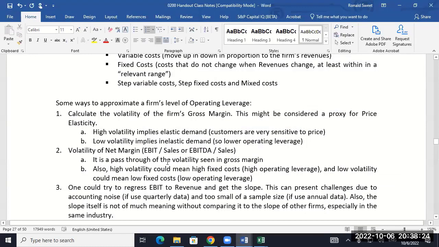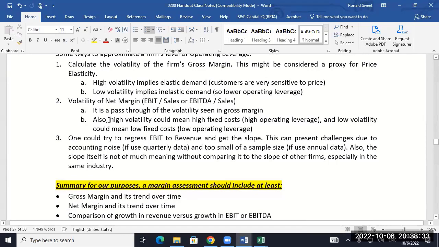So that's my theory. My theory is if there's fixed costs, it should come out in the volatility of net margin. That should be the indication. I can't think of any other way we can really get that. You can stop and think about it. And we'll talk about this in paper 5 some, but think about what fixed costs they have.